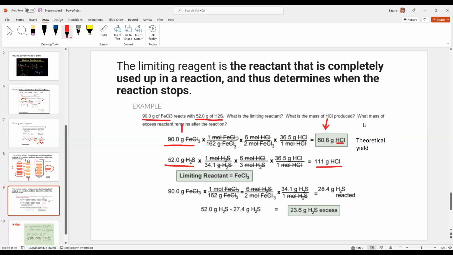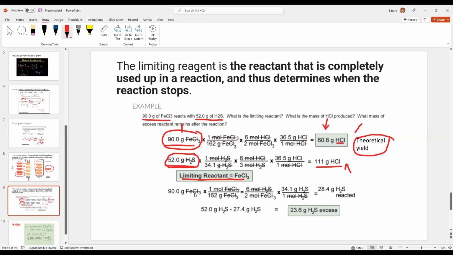Well, you compare both results and you say, this is the smallest. So if it is the smallest, this is the theoretical yield, because this reactant is the limiting reactant. It's the one that will finish and then the reaction cannot continue, and you will have an excess of the other substance at the end.